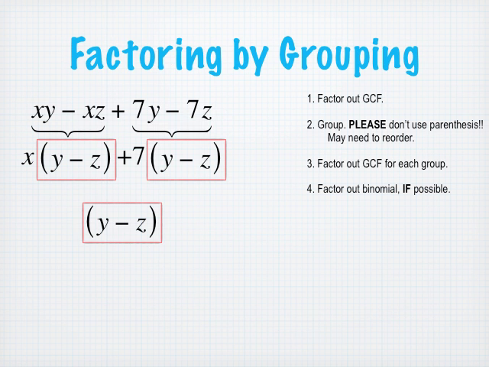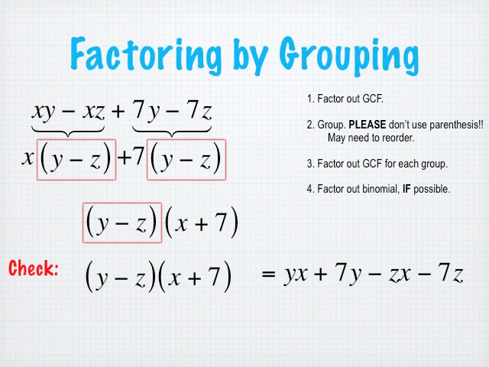So I factor out that y minus z. I'm left with x plus 7, and I would check it using FOIL, and it will check just like before. My terms are in a different order, but they are exactly the same.